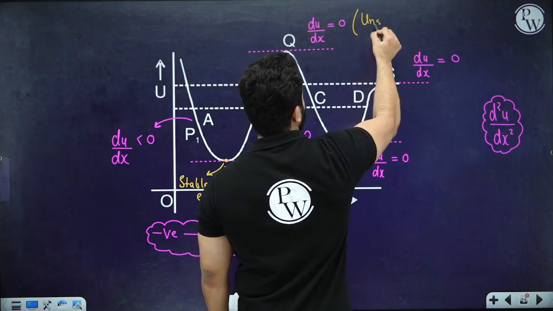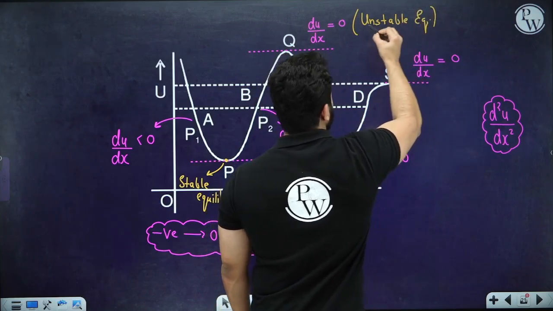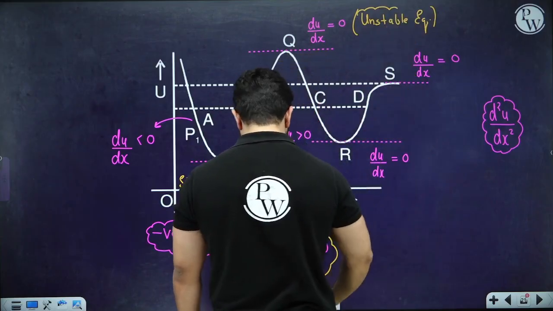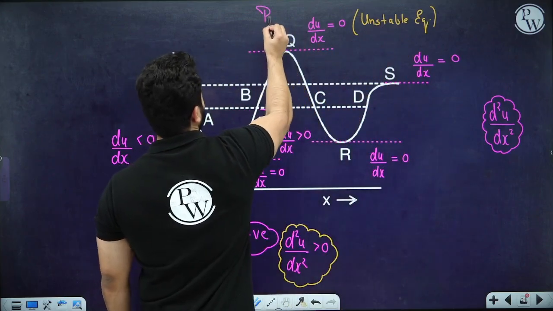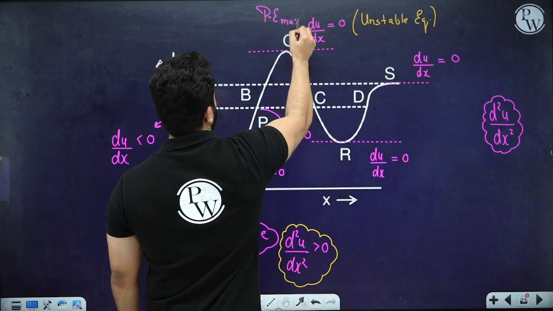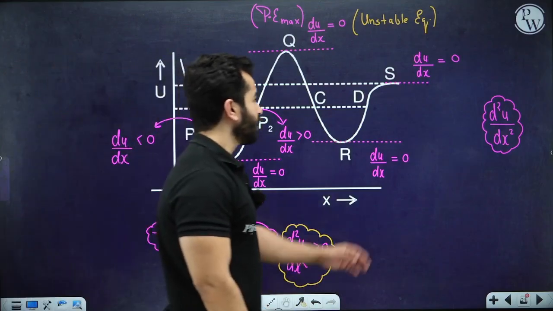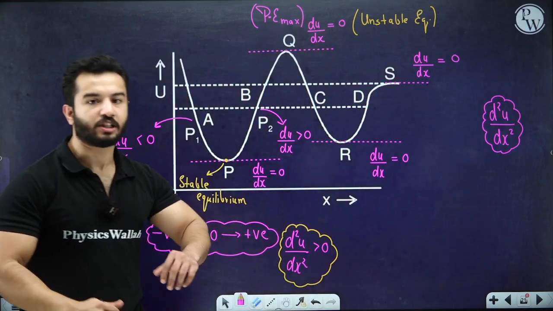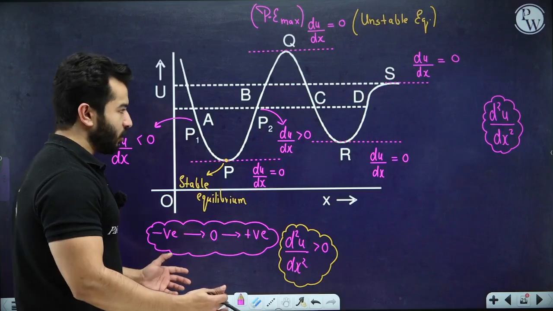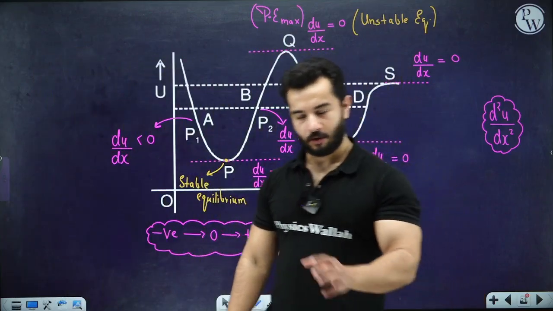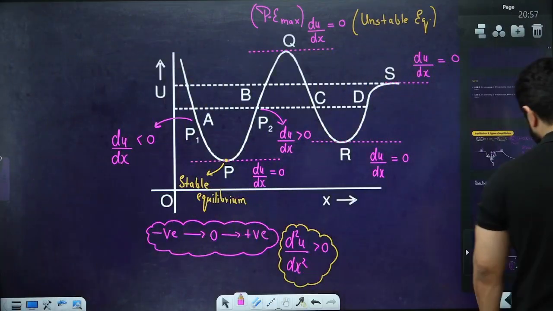So this is unstable. Why unstable equilibrium? Now you can rewrite all of those things. Unstable because here we have got potential energy as maximum, right? And at this point you can say that there is no change in potential energy, right? Change in potential energy is 0. So that's all you need to actually understand.